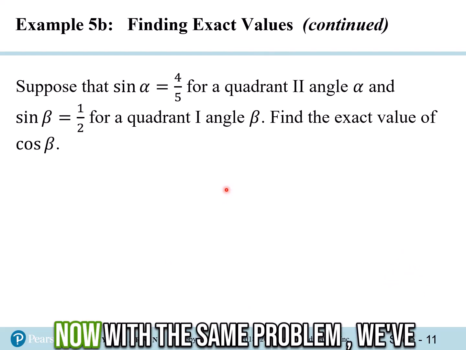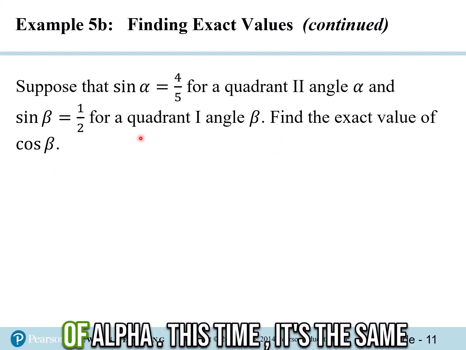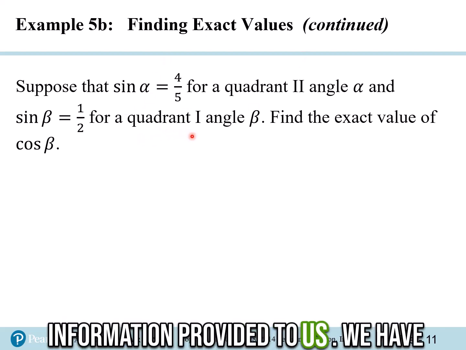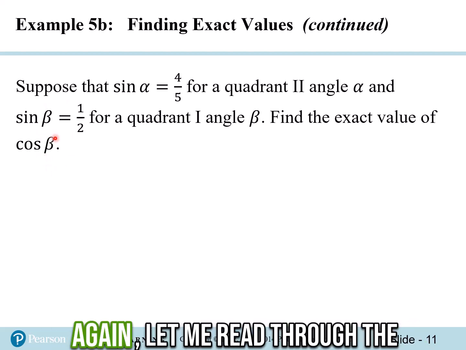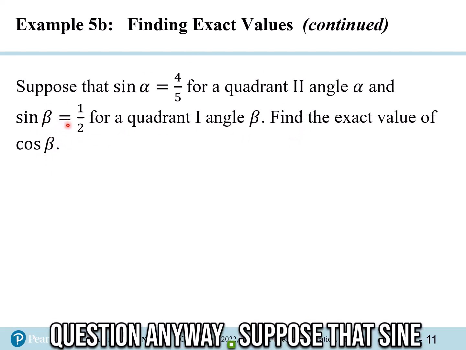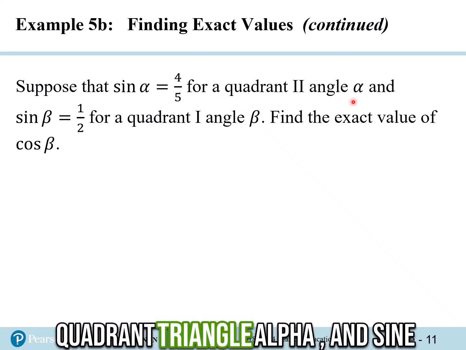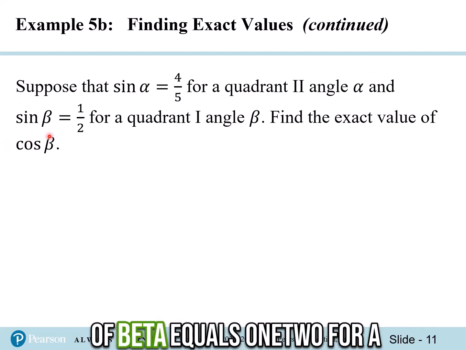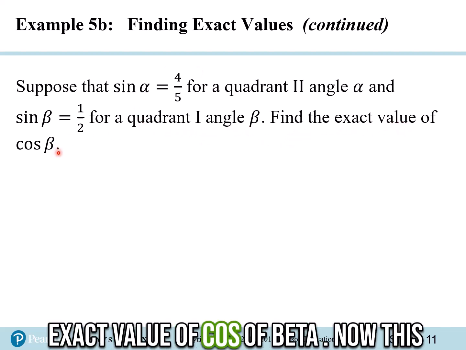All right? Now with the same problem, we've been asked to find cos of beta. Earlier, we were asked to find cos of alpha. This time, it's the same information provided to us. We have to find cos of beta, the other angle. Again, let me read through the question anyway. Suppose that sine of alpha equals 4/5 for a quadrant 2 angle alpha and sine of beta equals 1/2 for a quadrant 1 angle beta. Find the exact value of cos of beta.